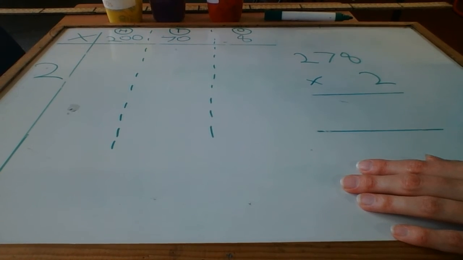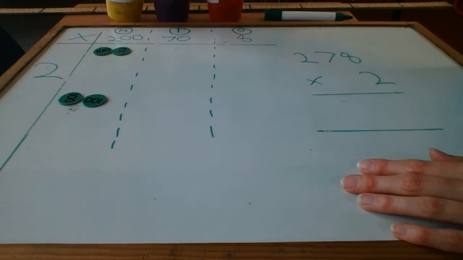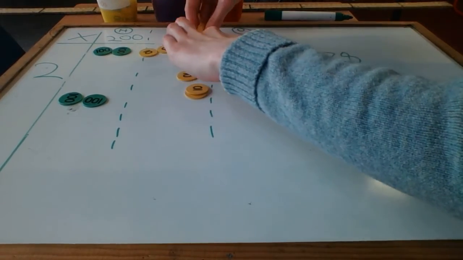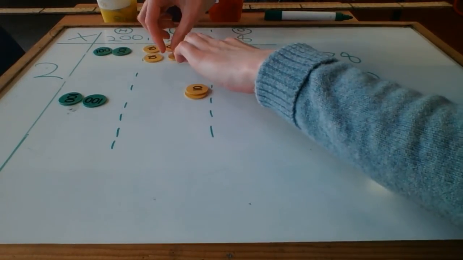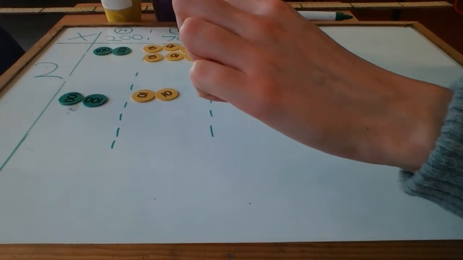So 200 and 200 and then 70. So 30, 40, 50, 60, 70. There we go. One set of 70, second set of 70.